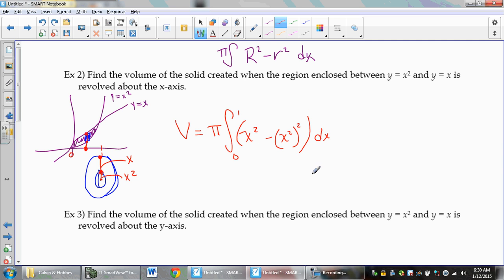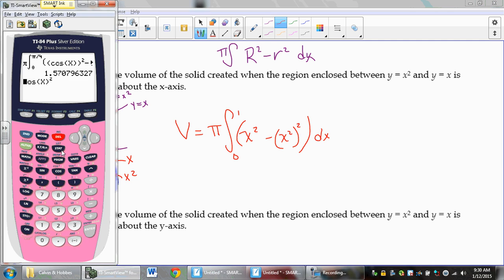There you go. There's your volume. So very quickly, let me just get an answer here so that we have one. Pi, math 9, 0 to 1.